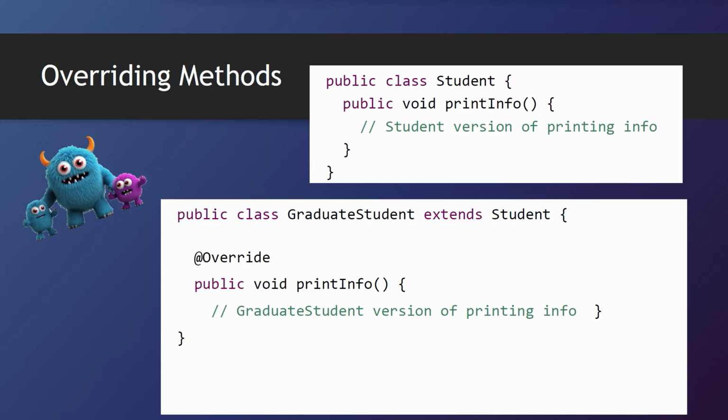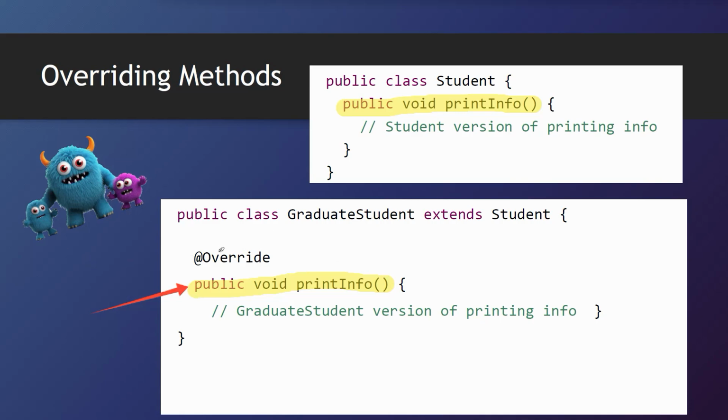We can choose to override the method in the graduate student class if we want to do something more or do something different. To override it, we create a method in the child class with the exact same method signature, meaning the same method name and parameters. In this case, public void printInfo with no parameters.